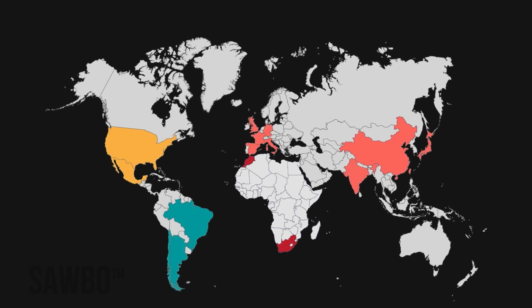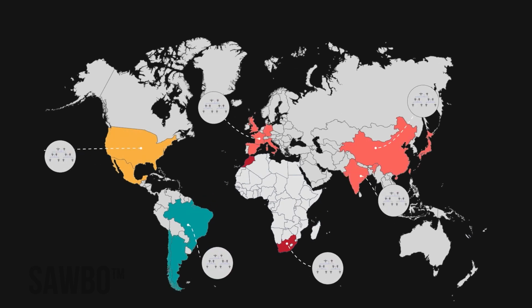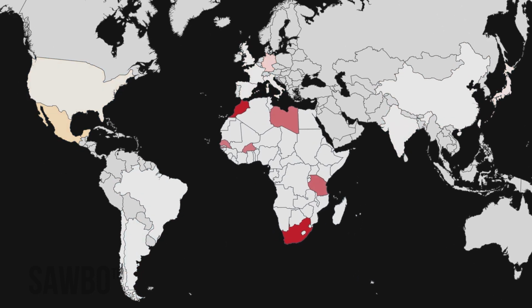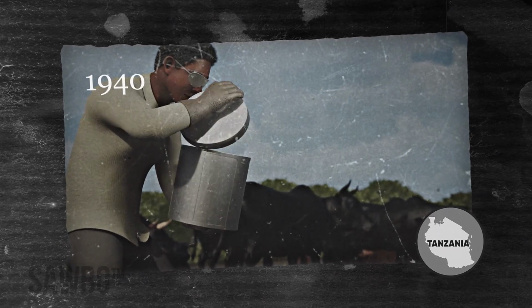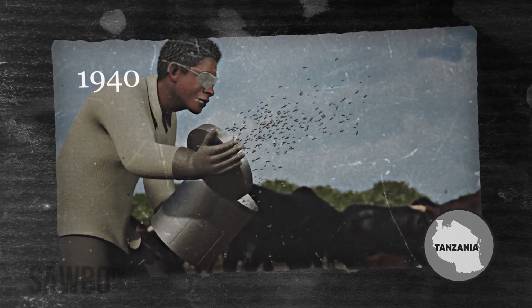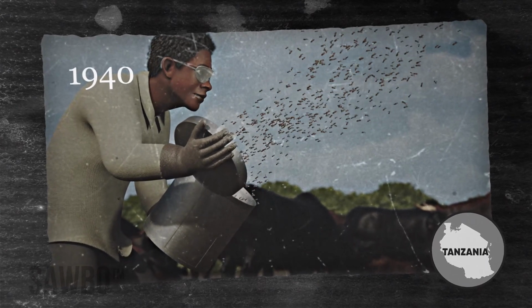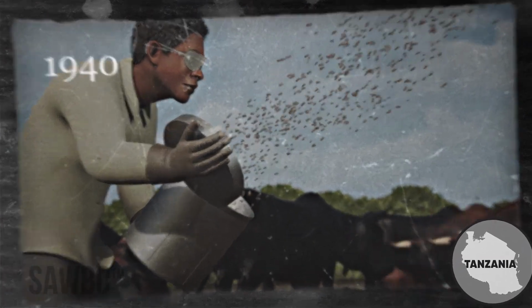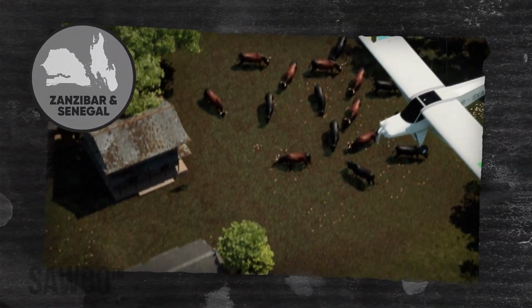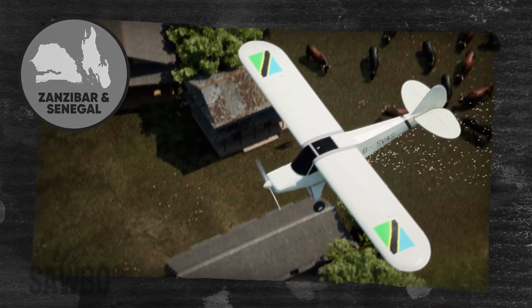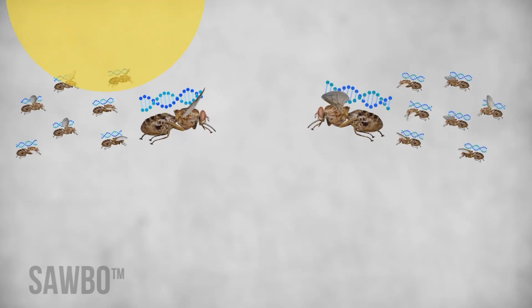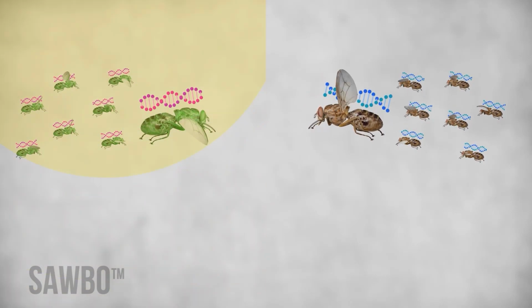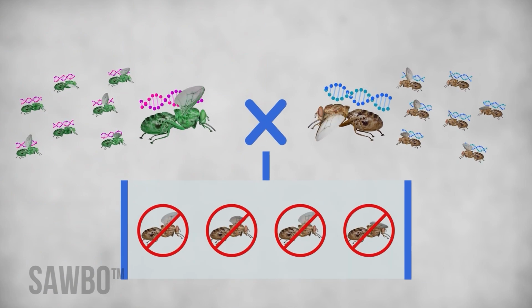Genetic biocontrol is used widely throughout the world to control many types of insect pests. Africa has a long history of using biological control and genetic biocontrol. One of the earliest demonstrations of genetic biocontrol involved the local elimination of tsetse flies from an area in Tanzania 80 years ago. More recently, sterile male tsetse flies were used to successfully eliminate the insects from Zanzibar and parts of Senegal. The release of sterile male insects is a genetic biocontrol method known as the sterile insect technique.